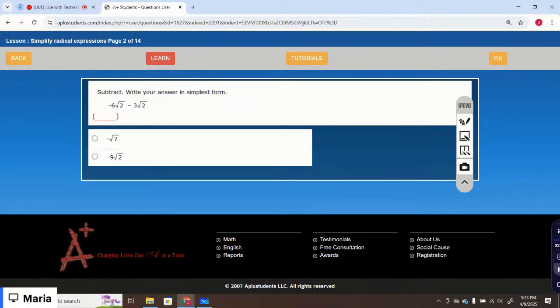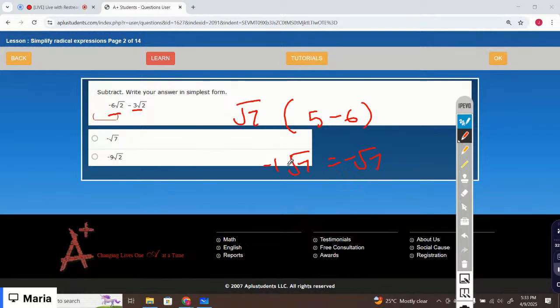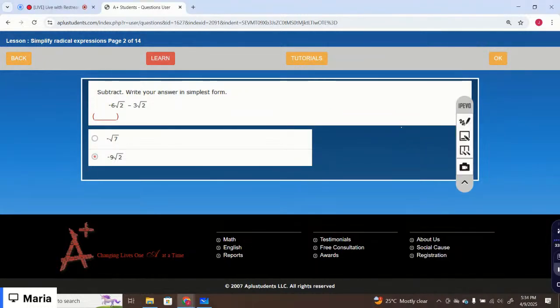Subtract, write your answer in simplest form. Take square root common. We are left with negative 6 minus 3. That is negative 9 square root 2. Option number 2 is the correct option.